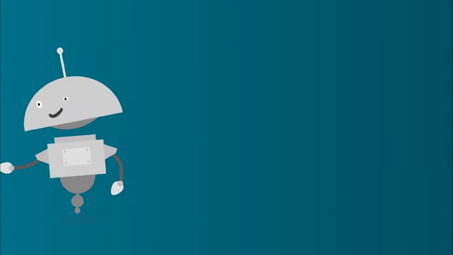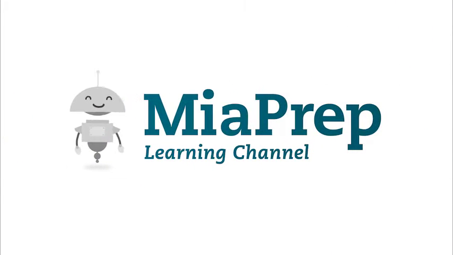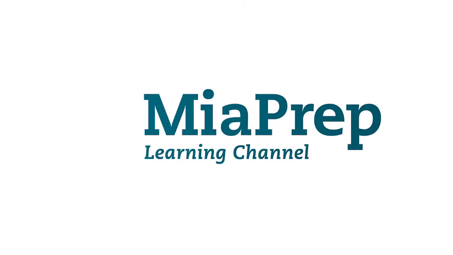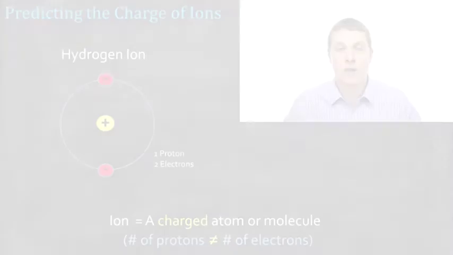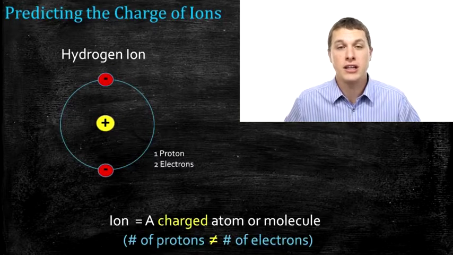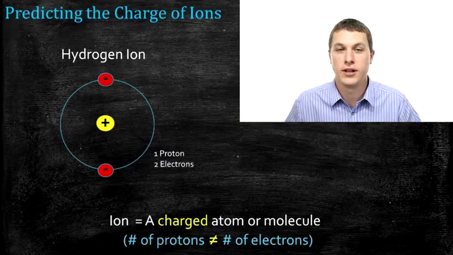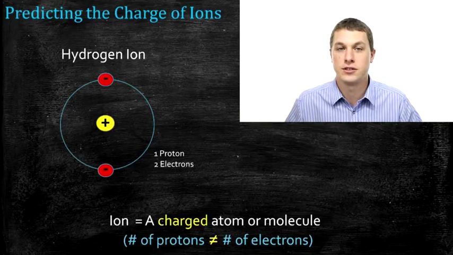And it turns out that the periodic table will help us figure out just what charge different atoms will form. Let's figure out how we can do that with the periodic table. So basically here what we're thinking about is elements that have an unequal number of protons and electrons. If you take a look at the atom below, you'll see that it has one proton, but two electrons. And that means that its overall charge is -1.